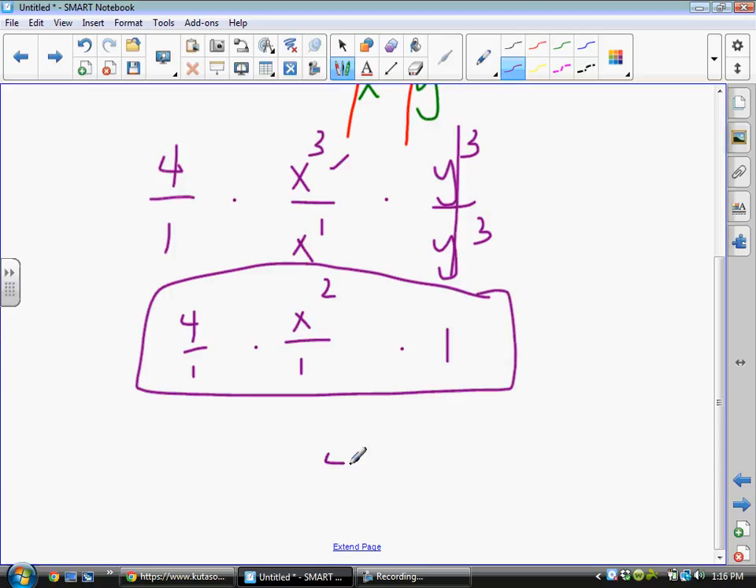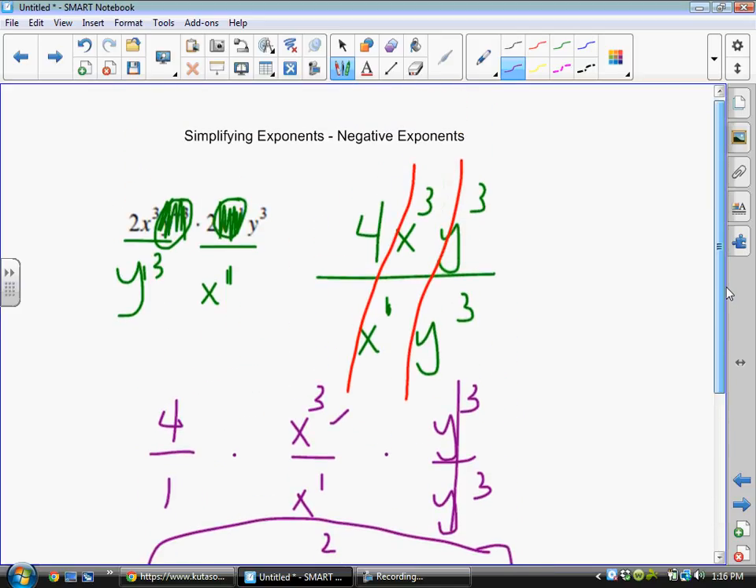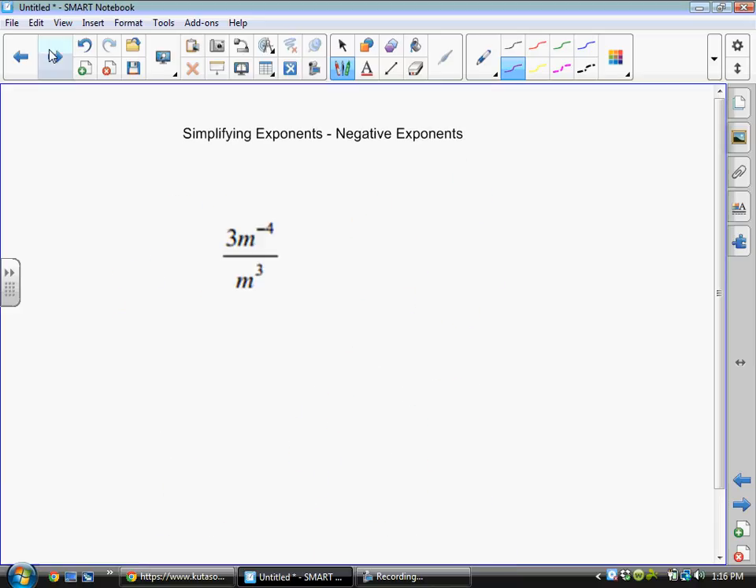Basically, I just have a 4x squared. If you're dividing by 1, you don't have to write that because it doesn't change anything. Okay, so with this exponent, we made them into fractions first and then flip-flopped it if it was a negative. Okay, we're going to look at some in a fraction already and see what we do with that.